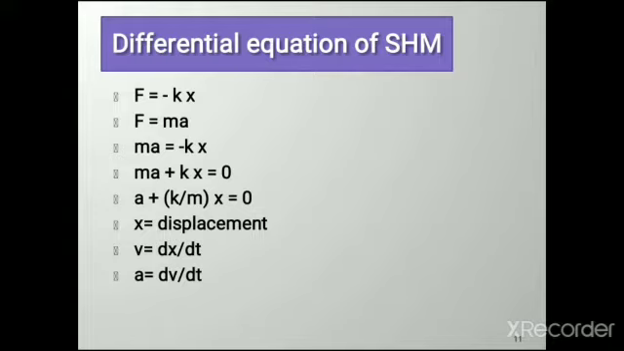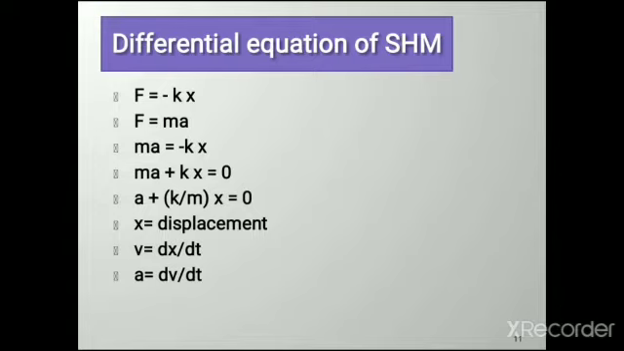Just now we have derived this equation. We know that F is equal to ma, so you can equate both the equations. Hence, ma is equal to minus kx. If you shift minus kx to the other side, it will become ma plus kx is equal to 0. Let us divide by m. a plus k upon m into x is equal to 0.